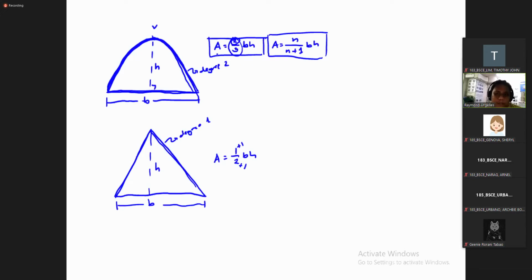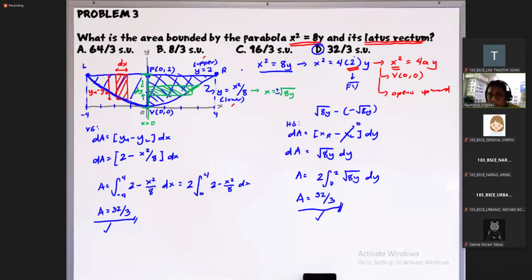Kaya pag cubic function, let's say this is a cubic function, instead of a parabola, kumbaga third degree polynomial yung naka-enclose sa kanya, magiging siyang 3/4 base times height. Pag naman siya ay 4th degree polynomial, magiging siyang 4/5 base times height. Kaya madali din matandaan yung 2/3 base times height. Isa yun sa mga memoryahin nyo kasi madalas yung lumabas sa board exam. Area ng parabola, madalas nyo yung magagamit pagdating sa board exam. Kaya I suggest memorize nyo yung 2/3 base times height. Madali lang naman tandaan.